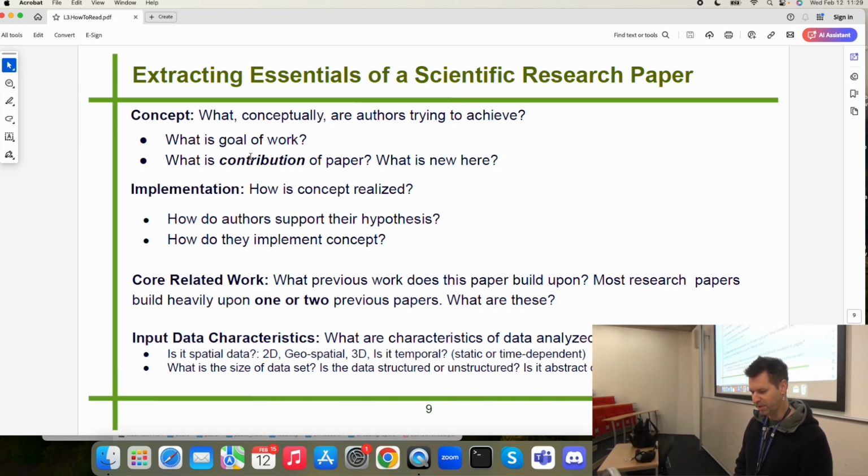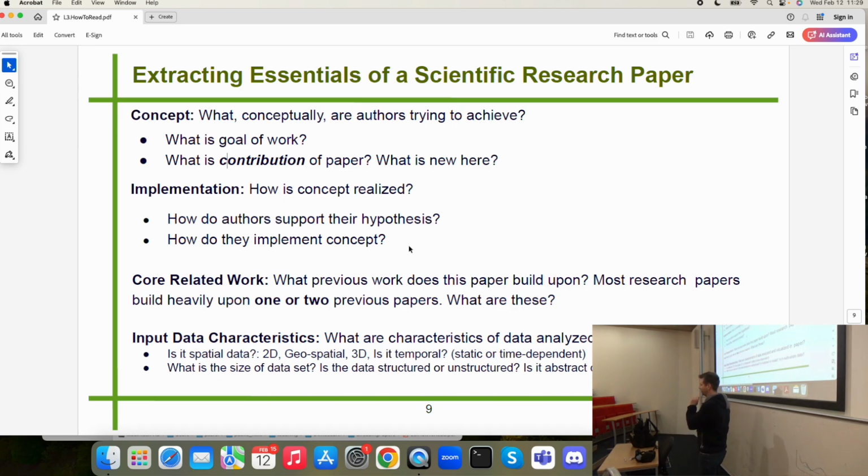And then the implementation is, okay, you have the goal, you have your contribution, you have what's new, and then how is the concept realized or implemented? Another way of formulating is, how do the authors support their hypothesis or the answer to their question? How do they implement the concept? That's another essential element from the research paper.